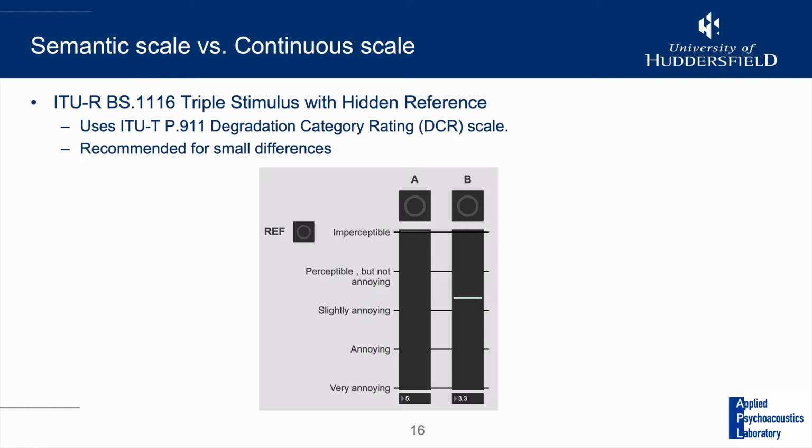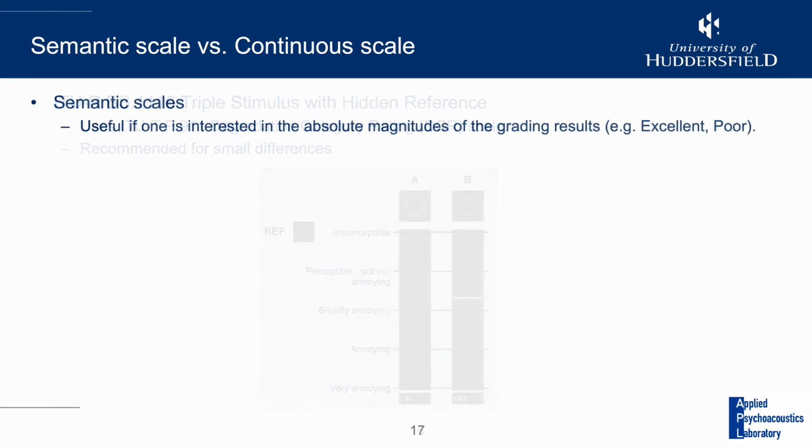And the same DCR scale is also used in the ITU-R 1116 triple stimulus with hidden reference test. And this test is recommended to be used for stimuli with small differences, small impairment. So such semantic scales are most useful if you're interested in the absolute magnitude of grading results, like excellent or poor. If you want to find out whether a certain stimulus is graded in the excellent category or poor category, we need semantic labels like these.